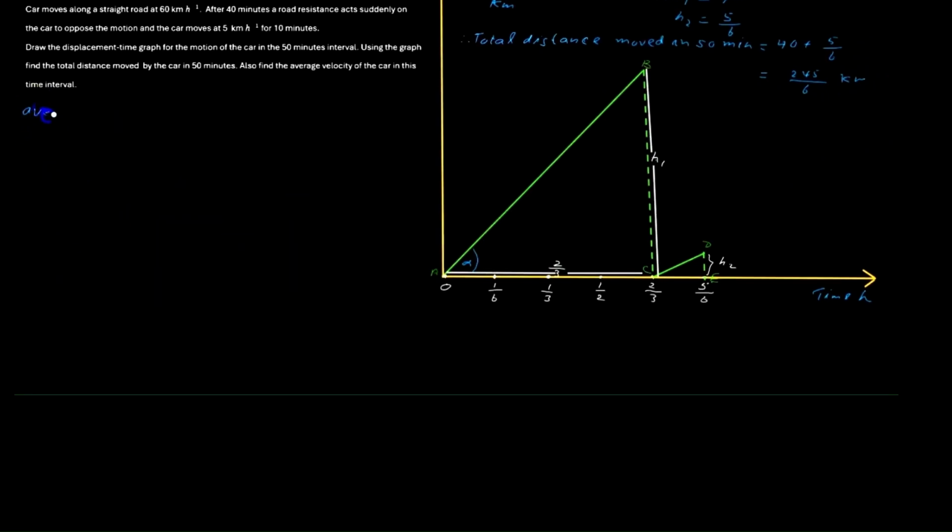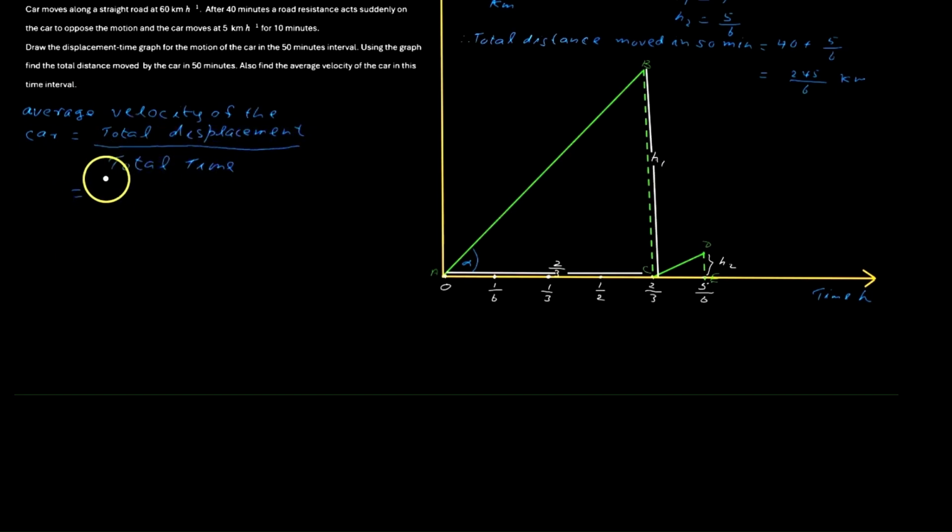Now we have to find the average velocity of the car. It is equal to total displacement by total time, which is equal to 49 kilometers per hour.